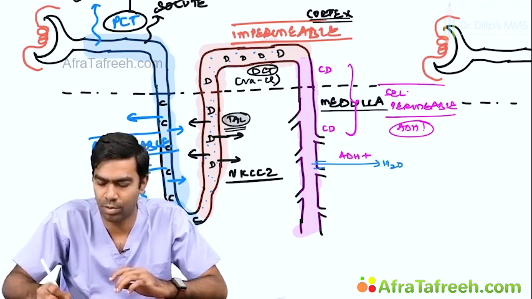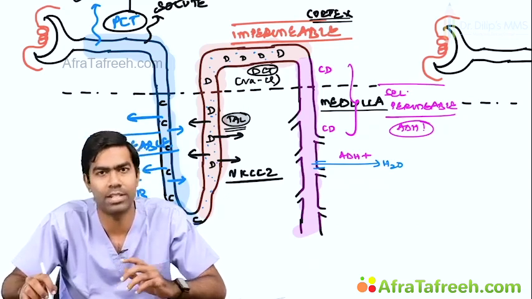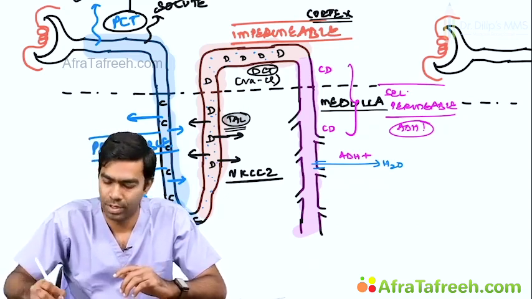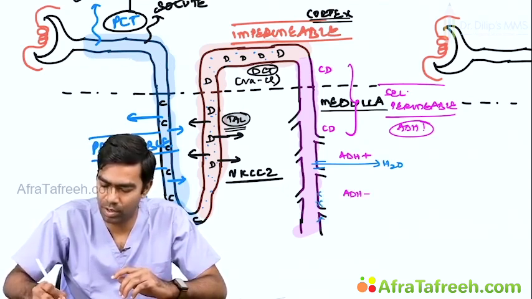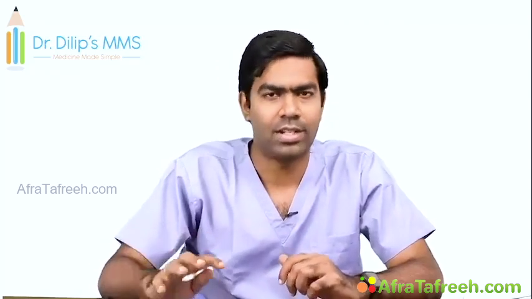With the help of aquaporin 2 channels, we have studied already in the basics videos. If ADH is not available, they will not be permeable to water and water cannot be reabsorbed. In fact, water is leaking into the urine, which means only if ADH is available, this area will concentrate the urine. If ADH is not available, this particular area will not concentrate the urine and they are going to pass dilute urine only. Clear?